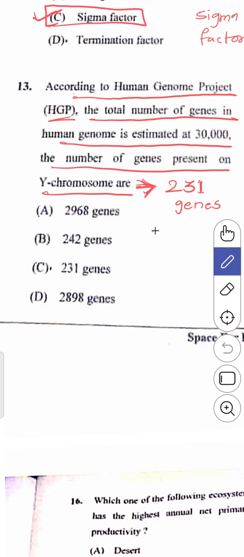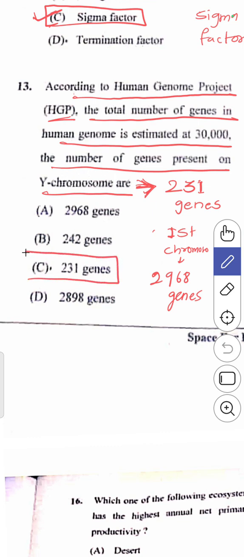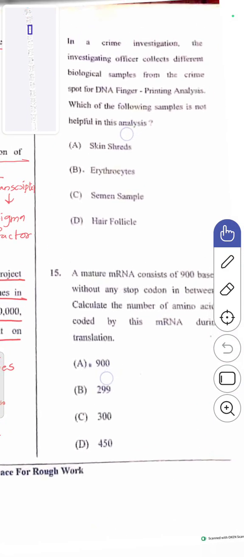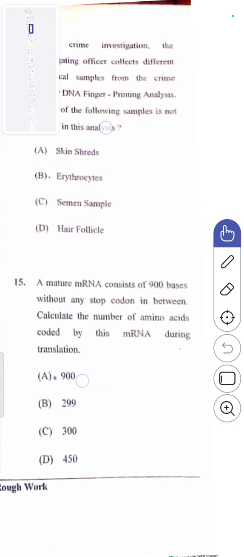Then in the first chromosome, you will get around 2968 genes. So they are asking about the Y chromosome, then 231 genes is the right answer. So 13 C is the right answer. Next question, that is the 14th question.